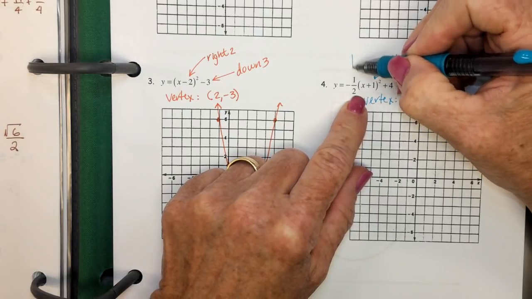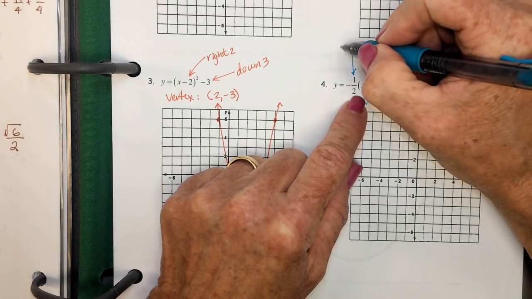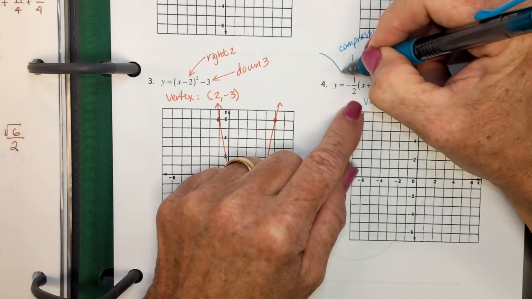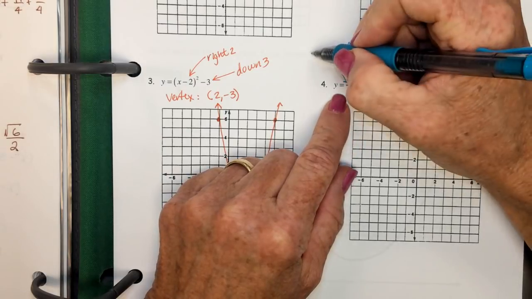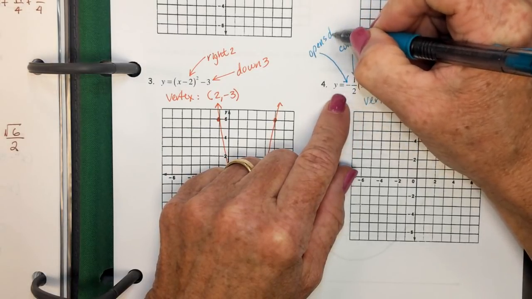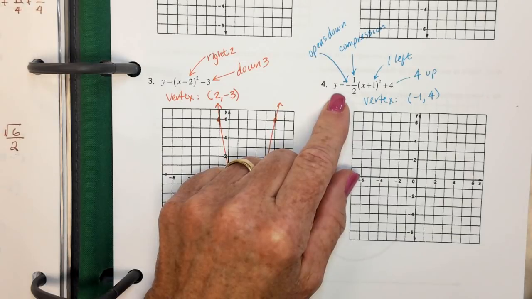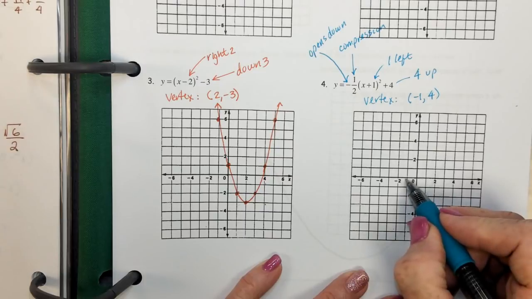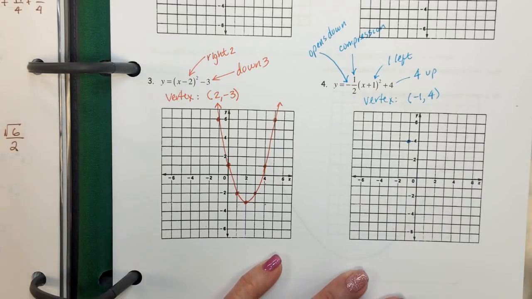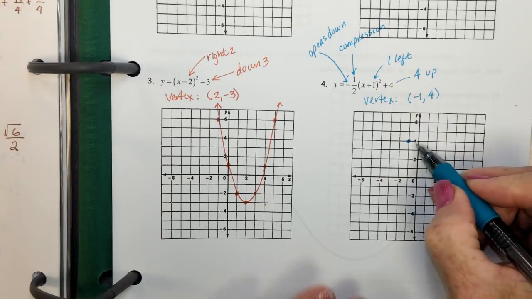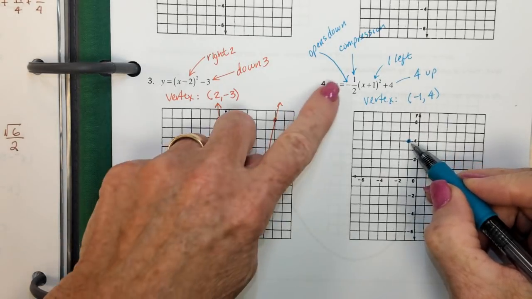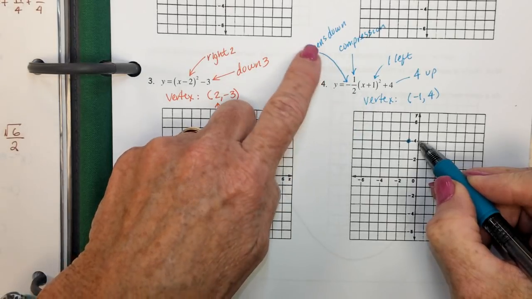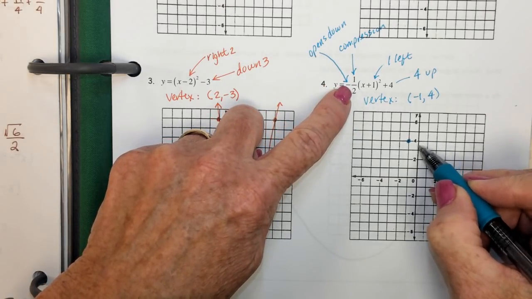Now, the half here tells us that we have a compression. And the negative part in here tells us that the parabola is going to open down, or upside down. Lot going on in here. All right, vertex at -1, 4, right here. And then normally we would go over 1, up 1. But this time, because of the half compression, when we go over 1, we're only going to go up a half. And then because of the negative, we're not going to go up, we're going to go down.